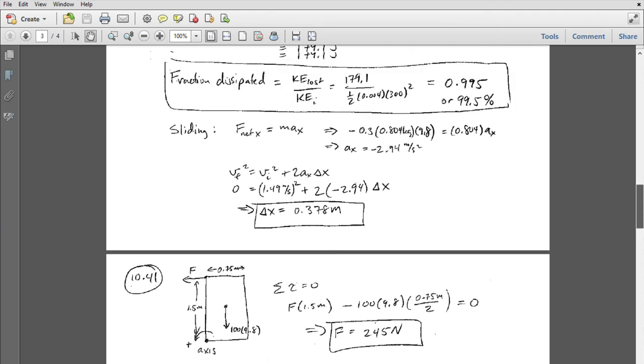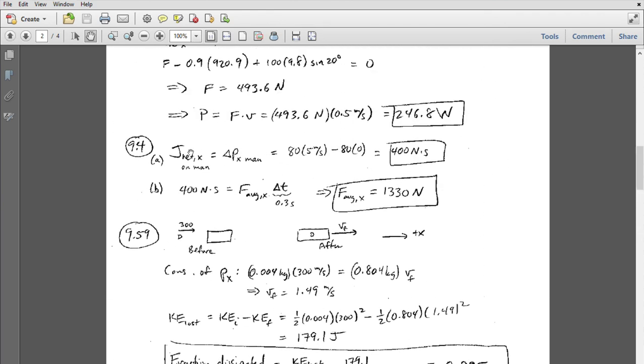Problem 9.4, there it is. So impulse-momentum theorem: if we call the direction the man is moving afterwards x, the change in momentum is mass times final velocity minus mass times initial velocity. Initially he was at rest, so that gives 400 newton seconds. And then we could say that impulse comes from some average force being exerted along the x direction, from the back of the seat, times the time that it took for that change in momentum to happen. That's 0.3 seconds. So dividing out the 0.3, we get the average force is 1330 newtons.